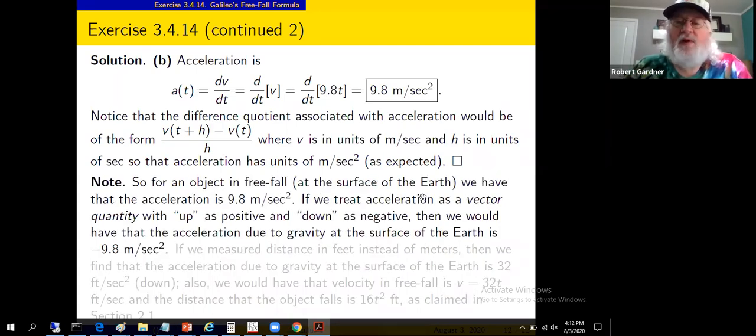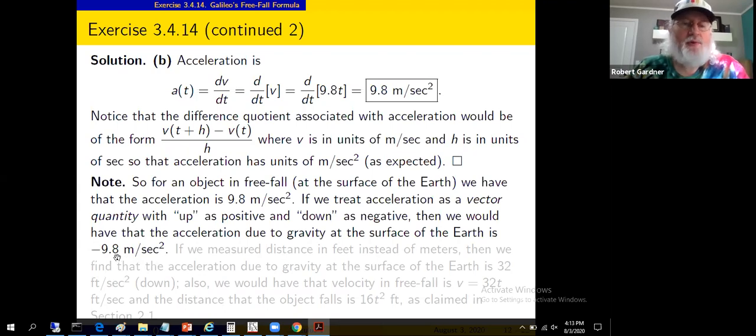So for an object in free fall at the surface of the Earth, the acceleration is 9.8 meters per second squared. If we treat acceleration as a vector quantity, with up as positive and down as negative, we might say the acceleration due to gravity at the surface of the Earth is negative 9.8 meters per second squared. Acceleration should be expressed as a vector quantity, and this is a more appropriate way to describe acceleration due to gravity at the surface of the Earth. The question up here was subtly different, and that's why there's not a negative sign on there.